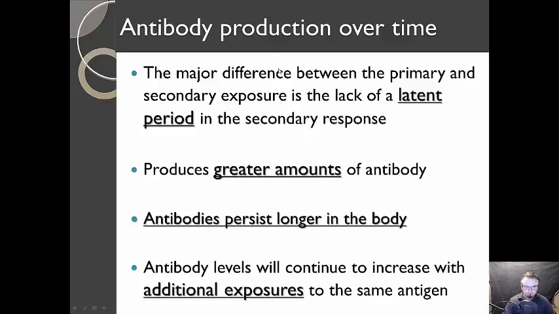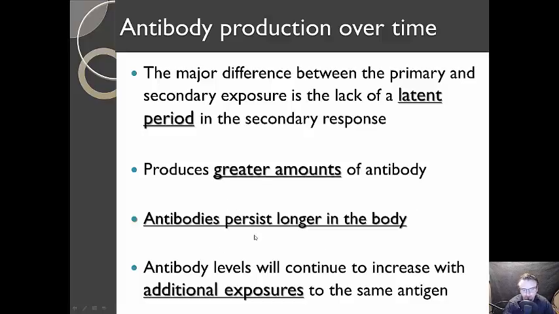The idea is that after the latent period, when we get to the secondary or anamnestic response, we have less of a delay, virtually no delay. We actually end up producing more antibody, and the antibodies persist longer because they are synthesized longer. So the antibodies themselves don't necessarily last any longer, but they are produced over a longer period of time. So they last longer because they're being produced more.